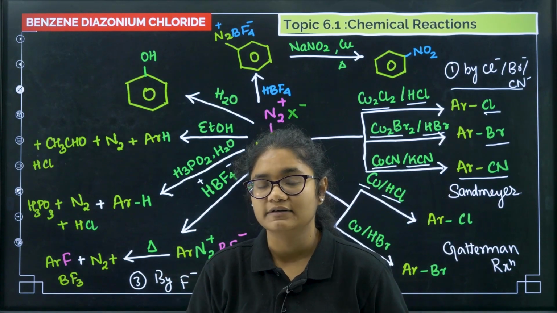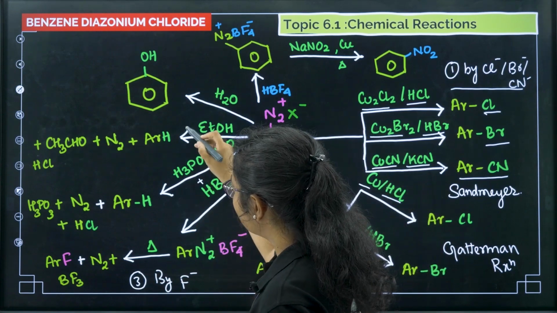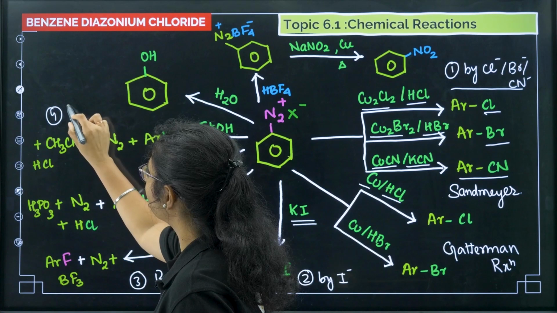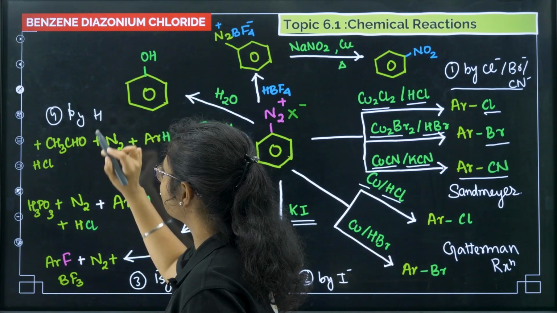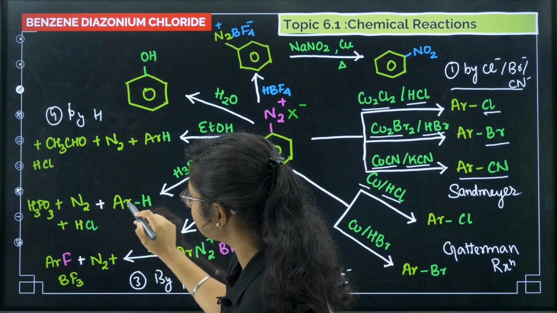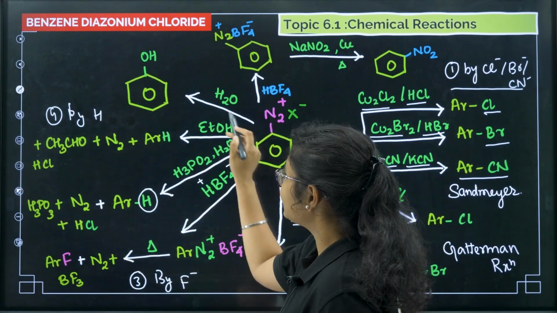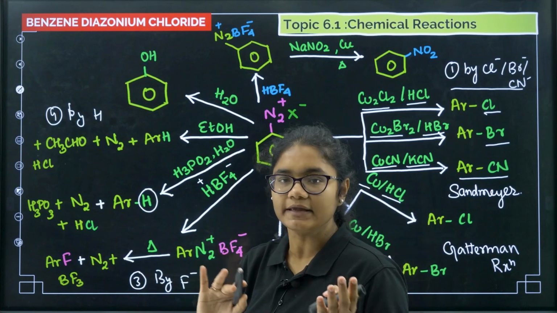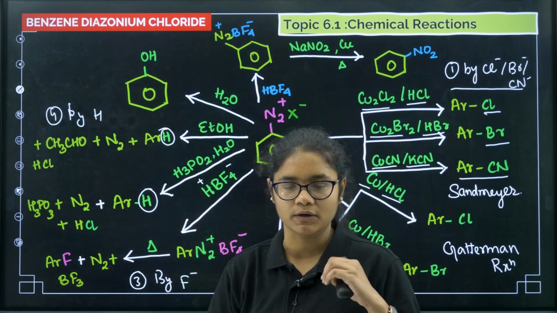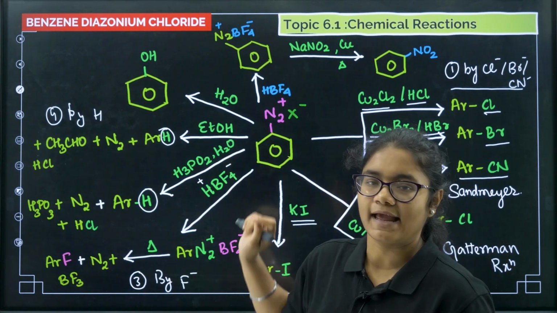Next, the fourth one was replacement by H. For that you can have two reagents. You can use H3PO2 and water, which will replace the N2 plus with H. Or you can use ethyl alcohol, EtOH, that will also replace N2 with H. So remember the reagents: H3PO2 and water, or ethyl alcohol.